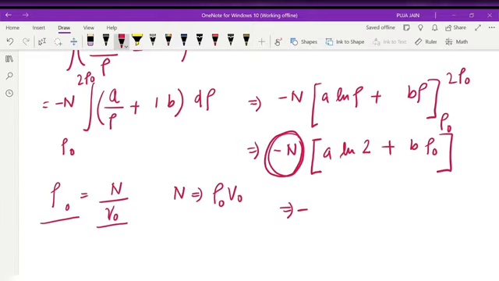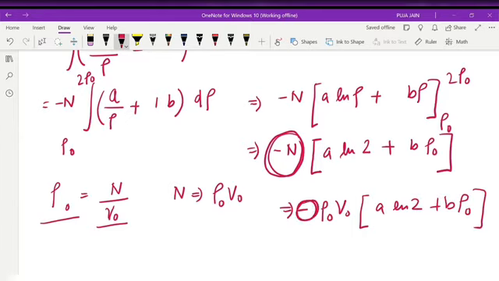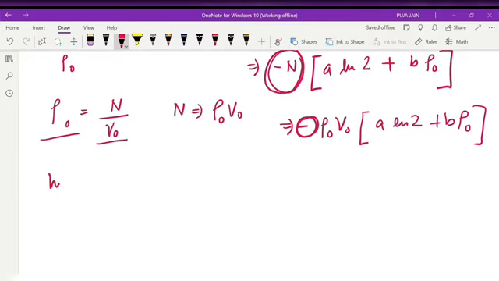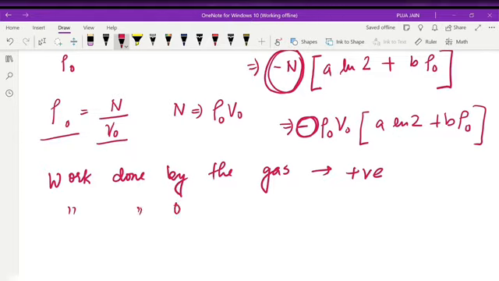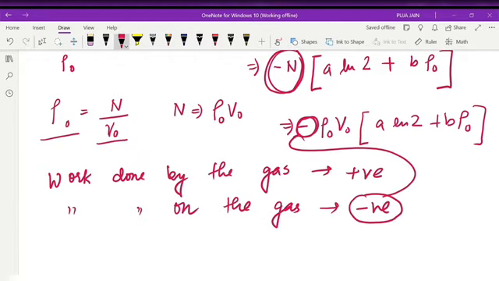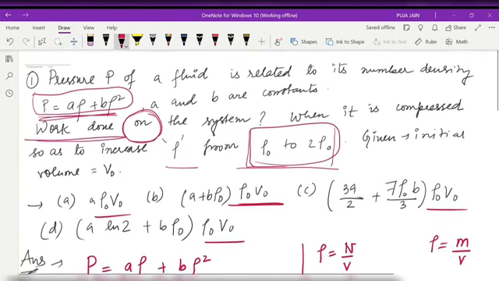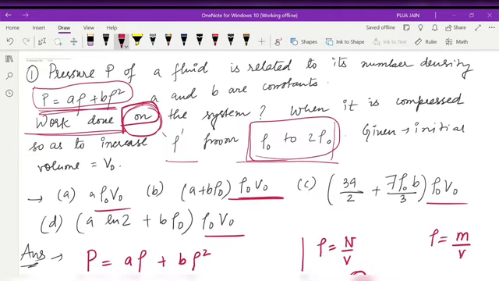So we are getting here minus rho 0 V0 A ln 2 plus B rho 0. Now here we are getting a negative sign. Whenever there is a negative sign, when work is done by the gas, the work done will be positive. And when the work is done on the gas, then the work done will be negative. Here this negative sign indicates that work is done on the gas. In the question they have already mentioned work done on the system. So there will be a negative sign.